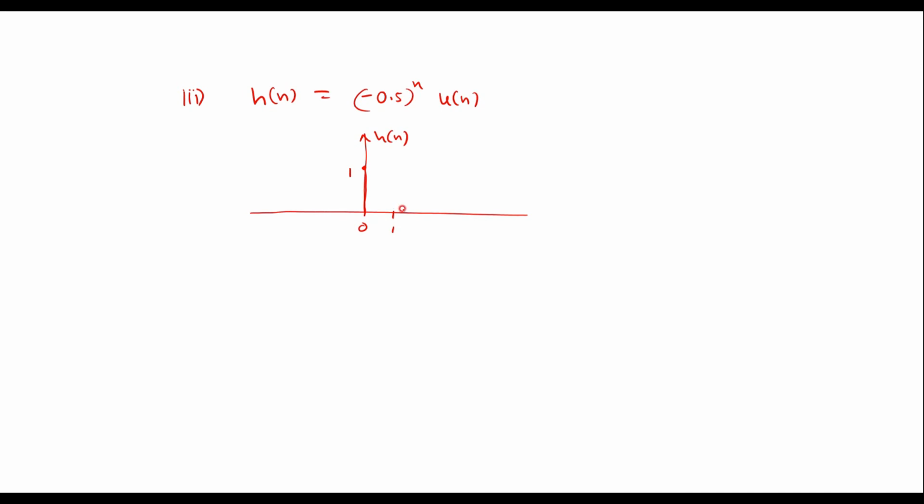At n equal to 1, the magnitude is minus 0.5. At n equal to 2, it is 0.25. So here we can see that h of n exists only for n greater than or equal to 0. That is, h of n is equal to 0 for n less than 0. For n less than 0, its value is 0 here. Therefore, system is causal.